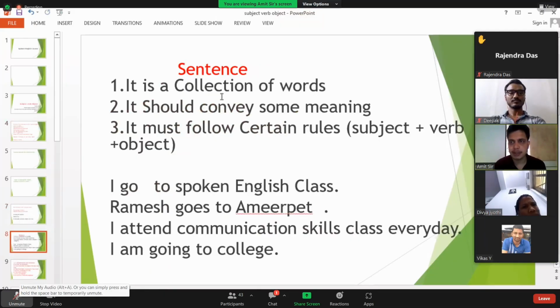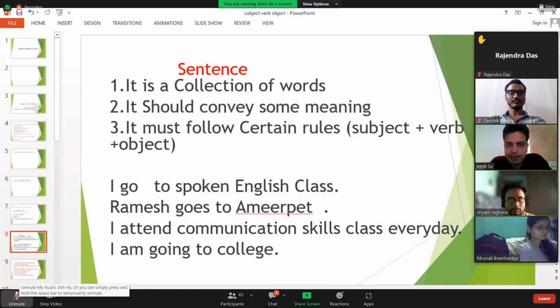Just note down this part as a definition. Everyone is clear with the definition? Yes, sir. So the same, what we have discussed.